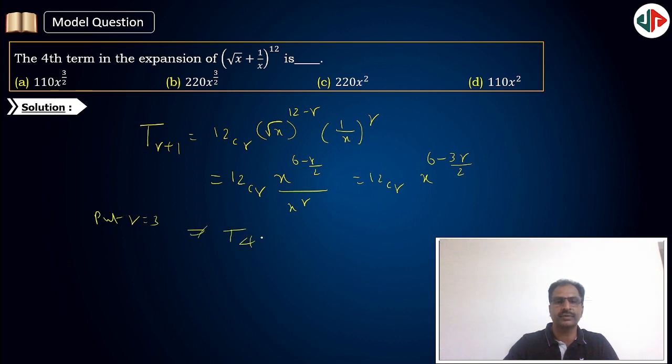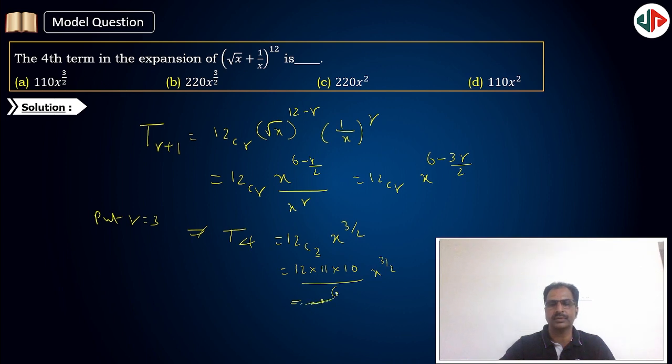Implies T4 = 12C3 x^power. If you put r = 3, (6 - 9)/2 gives... 12 minus 9, 3 by 2. So 12C3 is 12 × 11 × 10 / 3 factorial, which is 6, into x^(3/2), which is 220 x^(3/2). This is 220 x^(3/2). Option B.